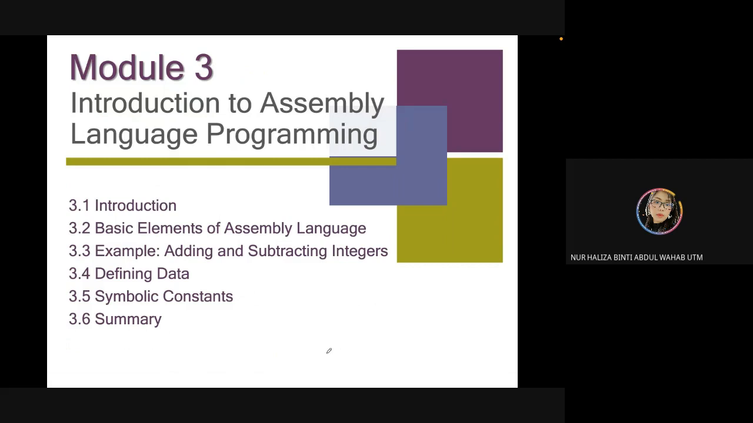So what we're going to look into in module 3 is the basic elements of assembly language, because we need to know the basics before we go for mastery, right? For example, editing and subsetting integers. That's why you can see we will always meet integers. What is an integer? It is a number, right? That's why I want you to strengthen your basics on the numbering system.